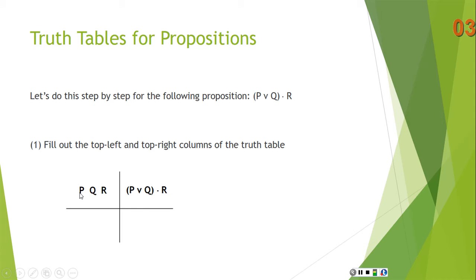And then on the top left column, you list the component statements. Each component statement. So in here we have P, Q, and R. And we list them over here in the order in which they appear from left to right in this statement. So P occurs first, we put that here. Q occurs second, we put that here. R occurs third, we put that here. So we filled out the top left and top right columns of the truth table.